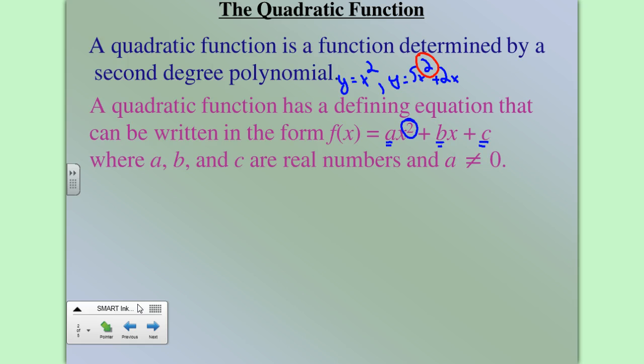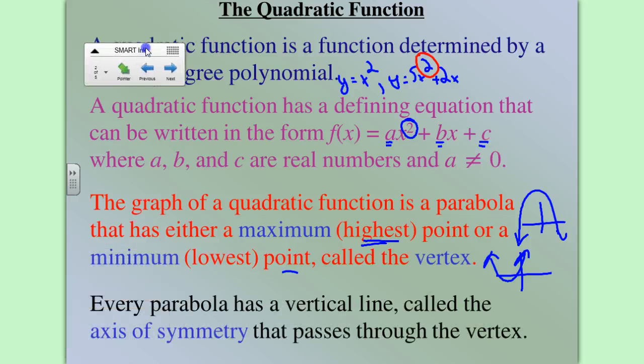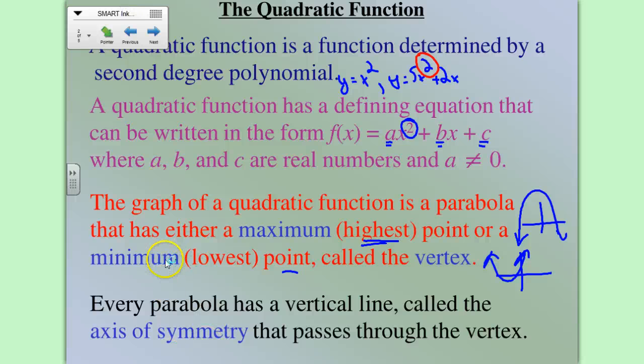The graph of a quadratic has either a maximum or a minimum. If it has a highest point, then it must be a sad parabola, a down parabola. If it has a lowest point, then it must be an upward facing parabola, or concave up, as the one suggested there. Every parabola also has a vertex, and a line of symmetry that cuts the parabola in half and passes through the vertex.